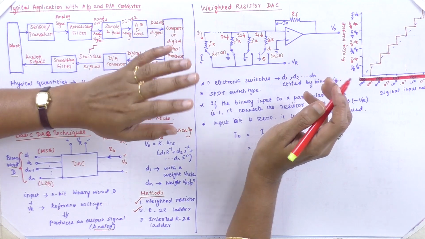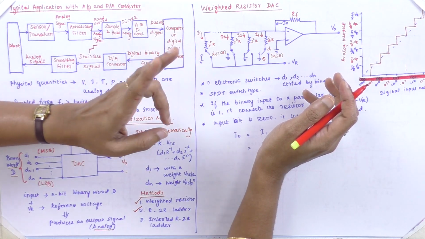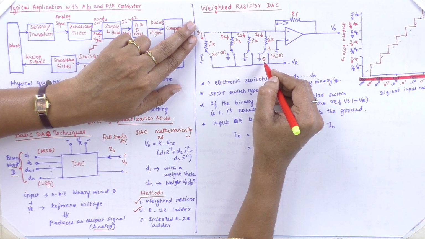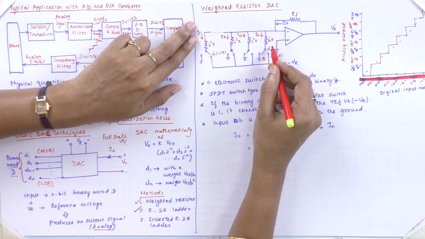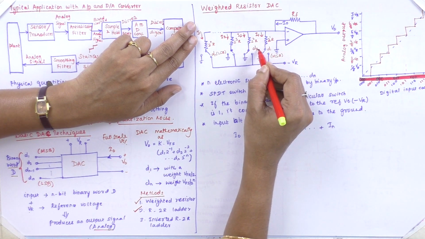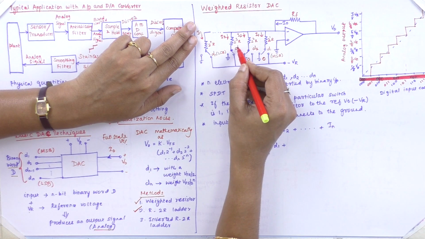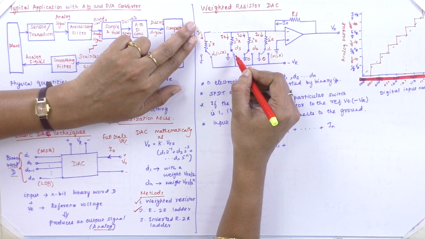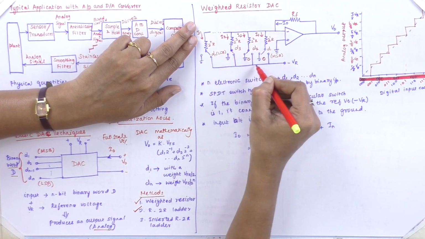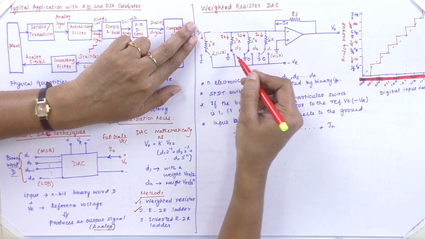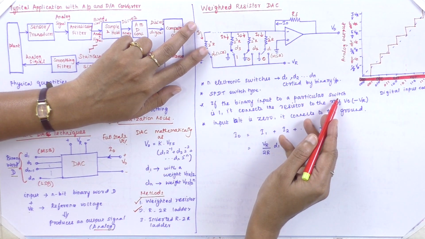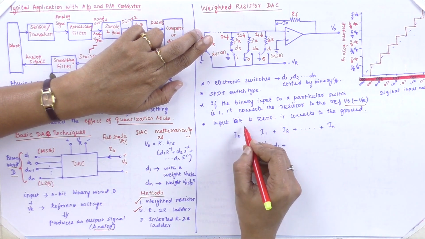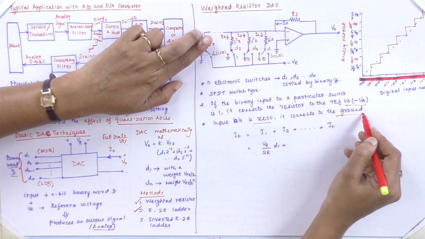Usually when we discuss binary, it deals with two numbers, zeros and ones. Now it is connected to the grounded terminal, so I can make D1 as 0, and D2 as 0. The next one, consider that as D3. Here it is not connected to the ground terminal, it is connected to VR, the negative reference voltage terminal. So if the binary input connected to a particular switch is 1, it connects to the reference voltage. If the input is 0, it connects to the ground terminal.